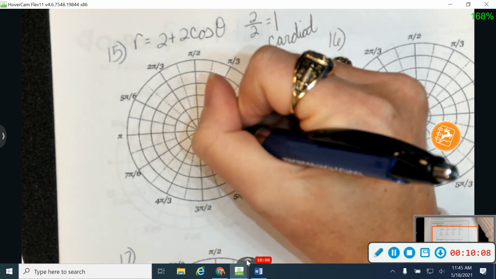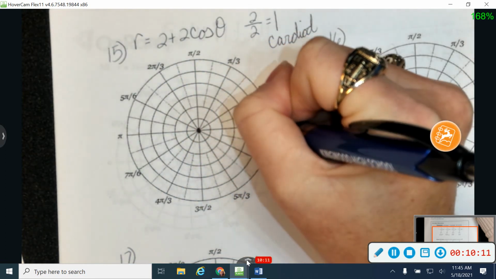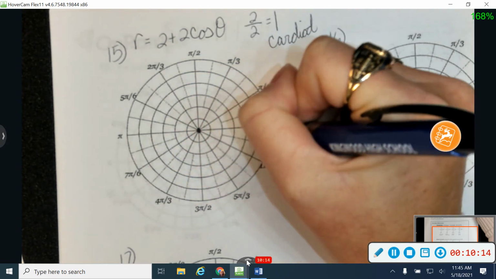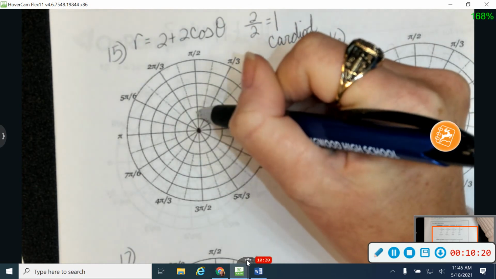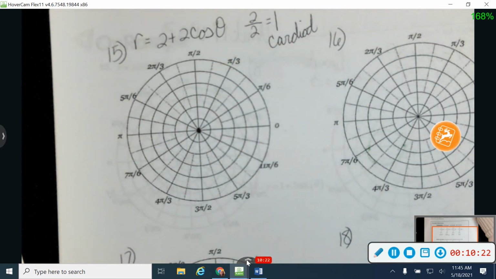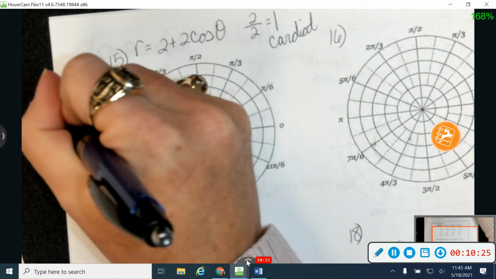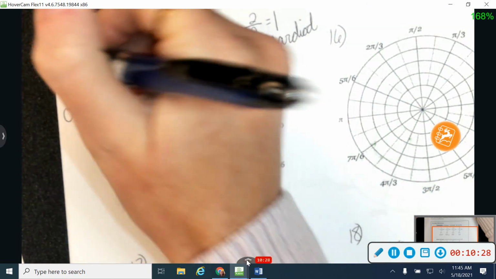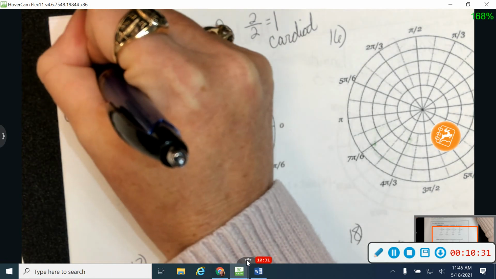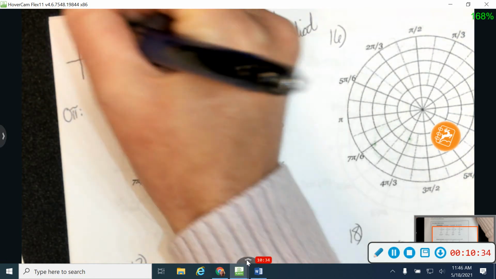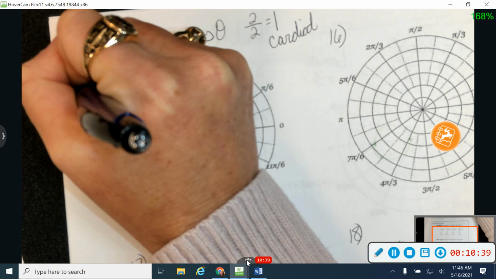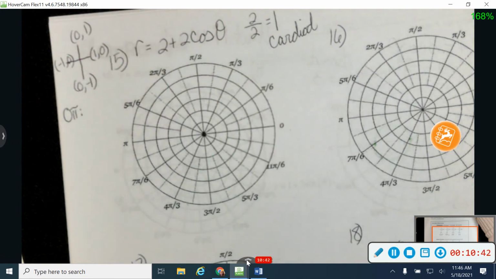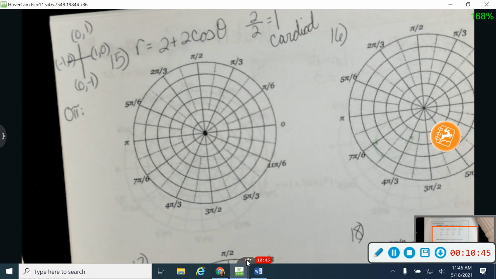Okay, I know a cardioid touches 0, 0. I know that it's going to go out this way because I'm on my x-axis. So I need to know how long it is, and how wide it is, and they're going to be very symmetrical. I'm going to start at 0 pi and use my quadrantal angles. Let me write those in for you: the points 1, 0, and 0, 1, and negative 1, 0, and 0, negative 1. I'm going to use those angles to help me graph.